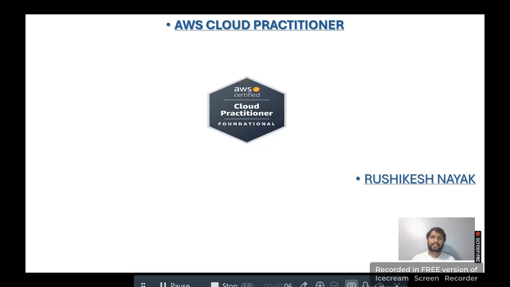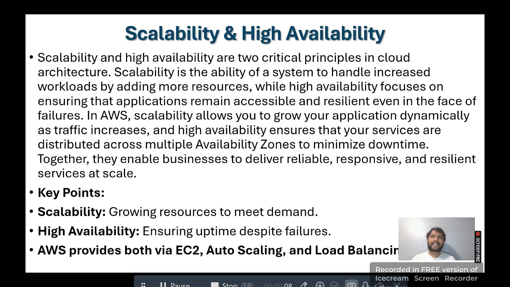So our today's topic is scalability and high availability. Scalability and high availability are two critical principles in cloud architecture. Scalability is the ability of a system to handle increased workload by adding more resources, while high availability focuses on ensuring that the application remains accessible and resilient even in the face of a failure.